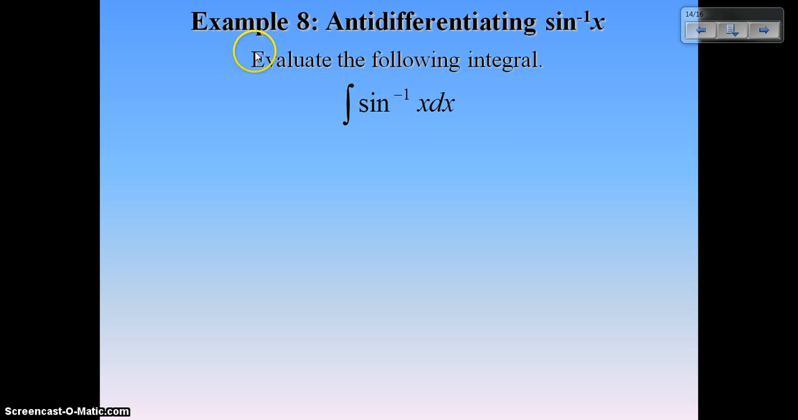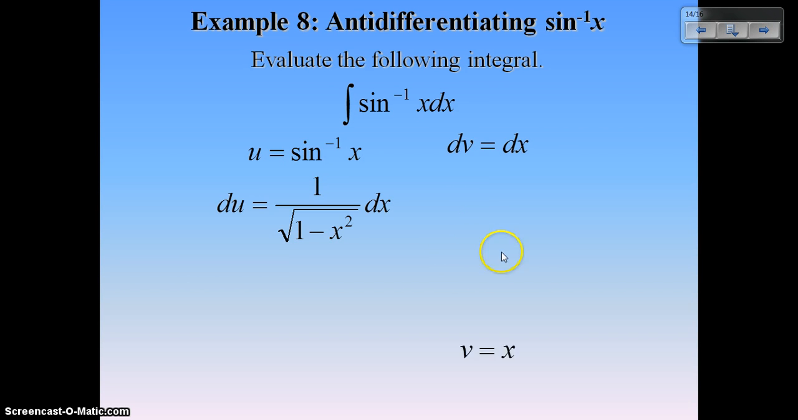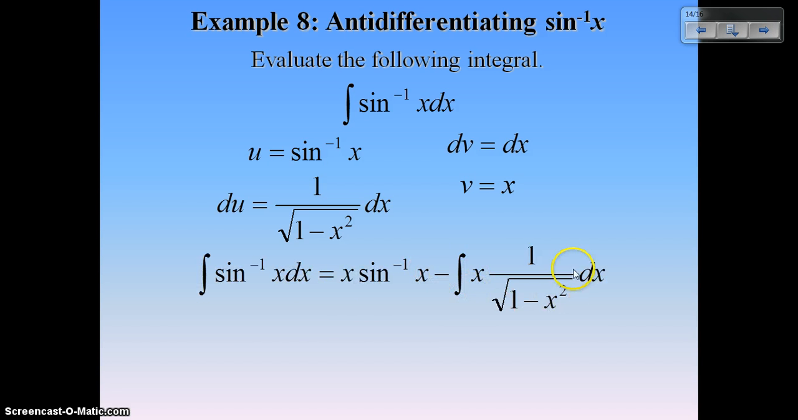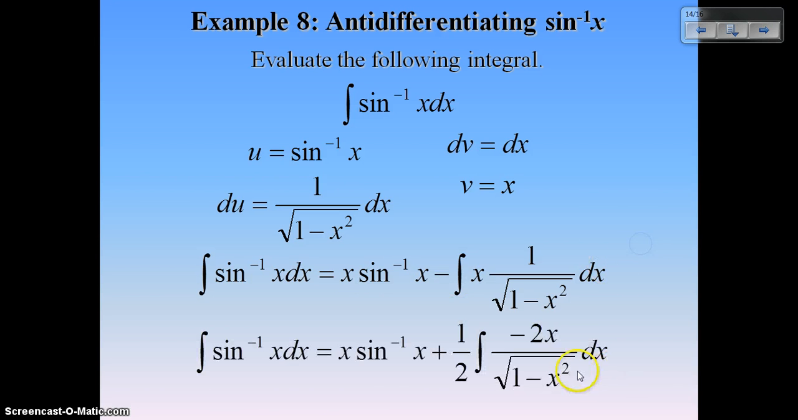Another integral we have, the integral of the arc sine of x dx. Again, we'll let u equal arc sine of x. Du, the derivative of arc sine, is this. You can go back and look that up in a previous chapter if you wish. dv would be dx, v equals x. uv minus the integral of v du looks like this. We can put that together.